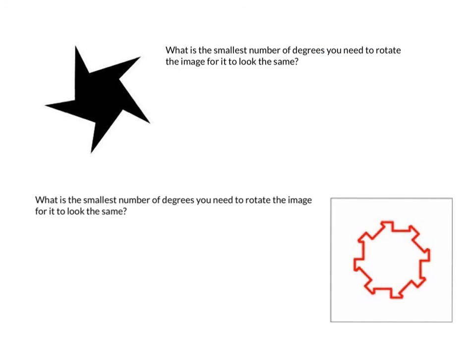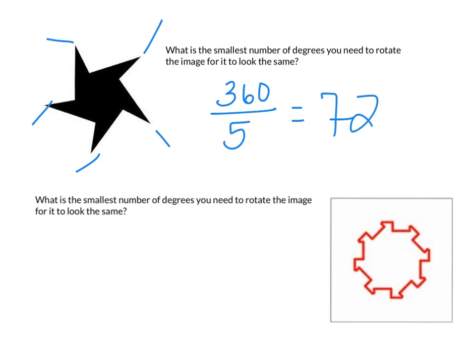All right, last two. If you want to try to answer these on your own, hit pause, answer them, and hit play and see if you got them right. Let's see what we have here. The top one: what is the smallest number of degrees you need to rotate the image for it to look the same? Let's count the number of congruent pieces: 1, 2, 3, 4, 5 of them. Again, it's 360 degrees all together in a circle. We're going to divide that by 5. That gives me 72 degrees.